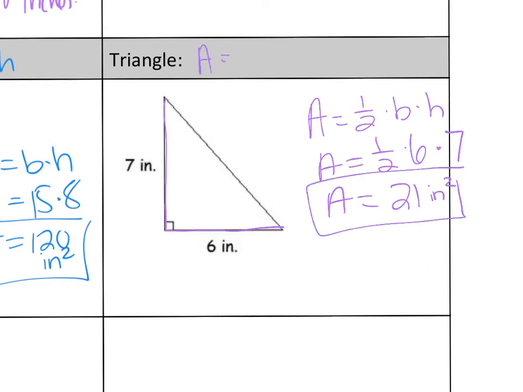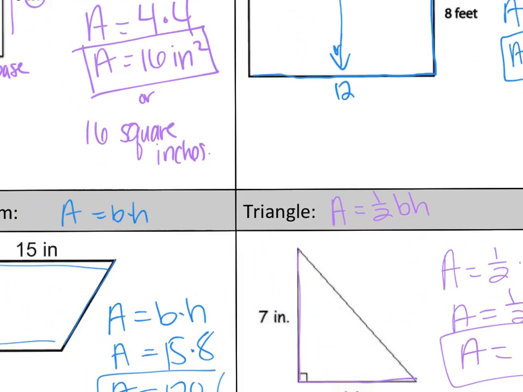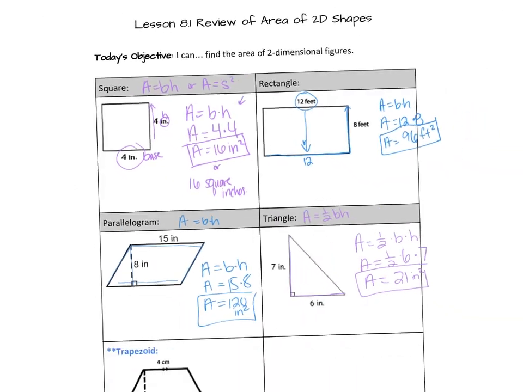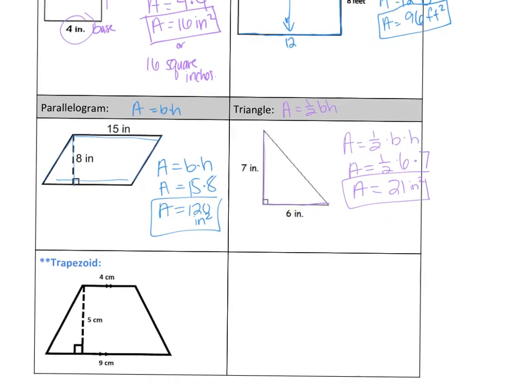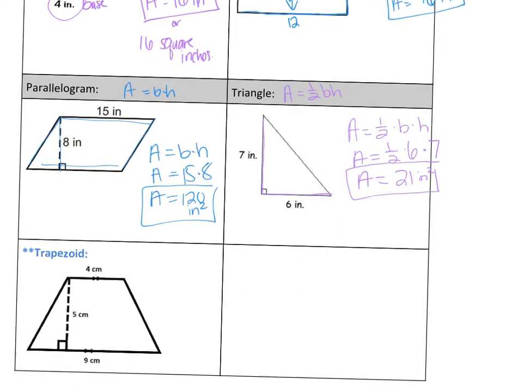So again, the formula for this is 1/2 base times height, something you don't need to memorize. So far, we don't have to memorize any of them. Square, rectangle, parallelogram were all the same formula, and triangle was given to us as well.